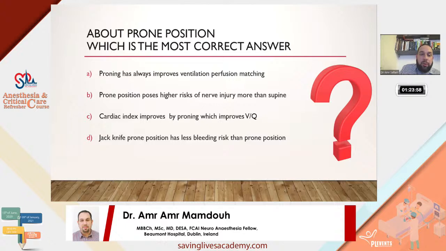Which is most correct about the prone position? Proning has always improved ventilation-perfusion matching. The prone position poses a higher risk of nerve injury than the supine. Cardiac index improves by proning, which improves the VQ matching. Or the jackknife prone position has less bleeding risk than the prone position.